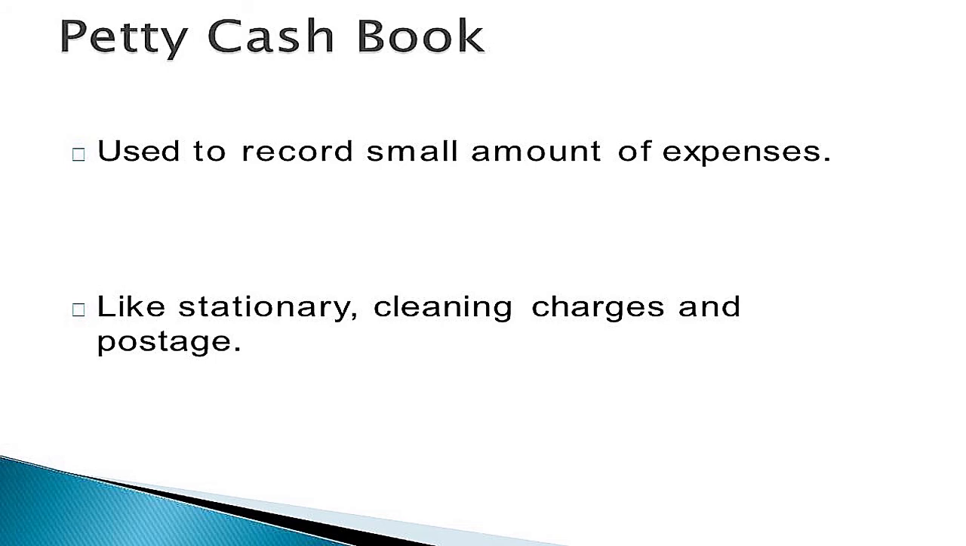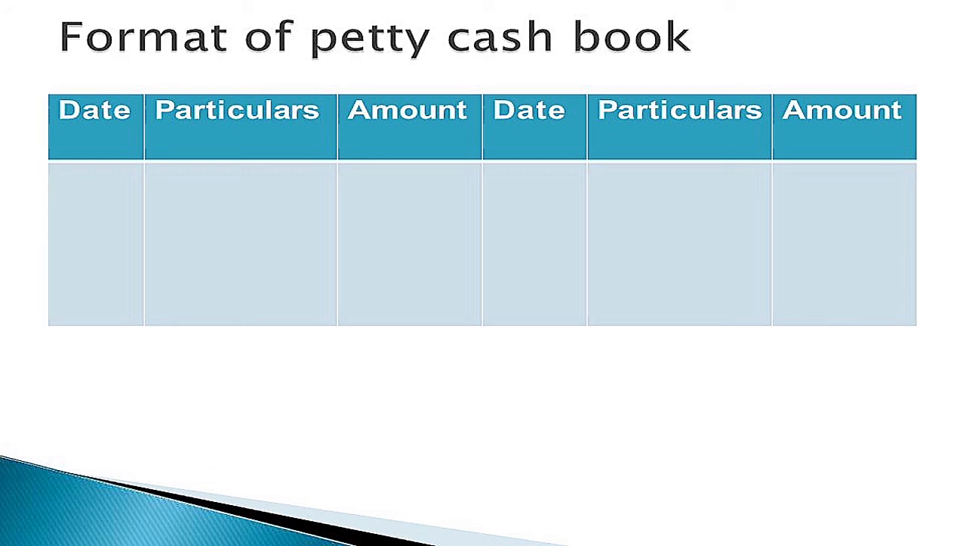Okay, the next one is the petty cash book. The petty cash book is used to record small amounts of expenses like stationery, cleaning, office maintenance, utilities, postage, like that. So date, particulars, amount, either debit or credit. Usually on the right side we list the expenses, and on the debit side we write only receipts.